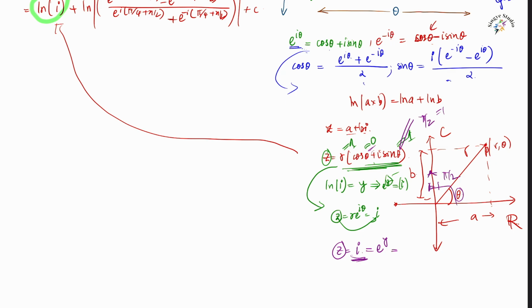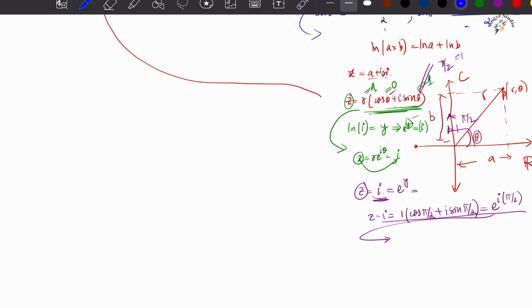That is the main thing. Therefore, our z value is equal to i, if it is like 1 times cosine of pi by 2 plus i sine of pi by 2, and it will be just equal to e raised to i pi by 2. Now if you observe very carefully here, if you take the natural log of this, you will get ln of i equals i pi by 2, okay?